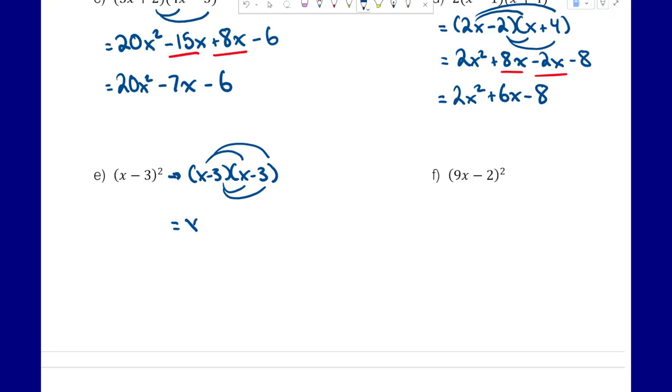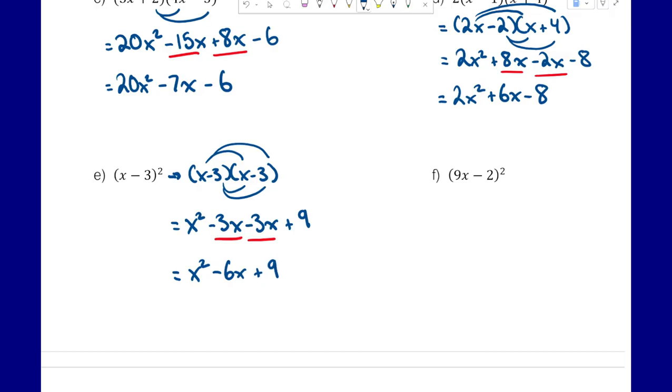x times x is x squared. x times negative 3 is negative 3x. Negative 3 times x is negative 3x. And negative 3 times negative 3 is positive 9. Again, with my like terms, the two terms in the middle, x squared minus 6x plus 9.